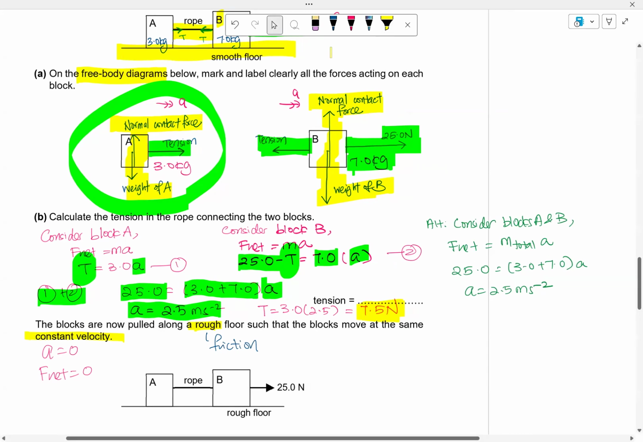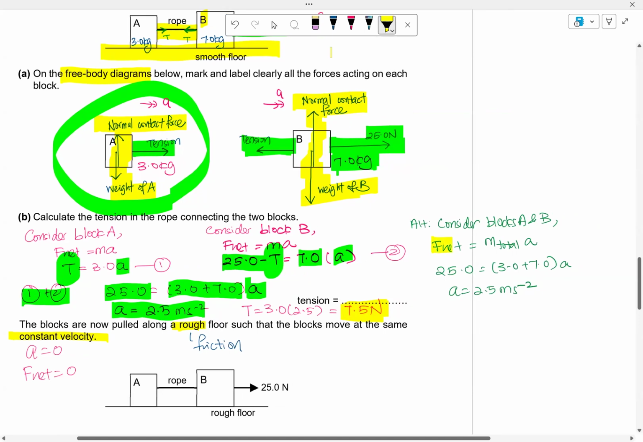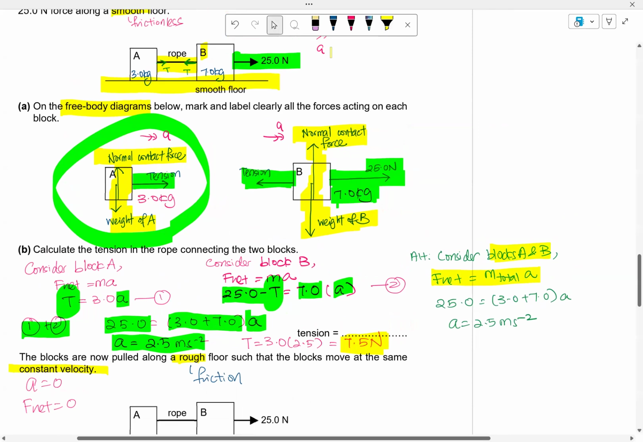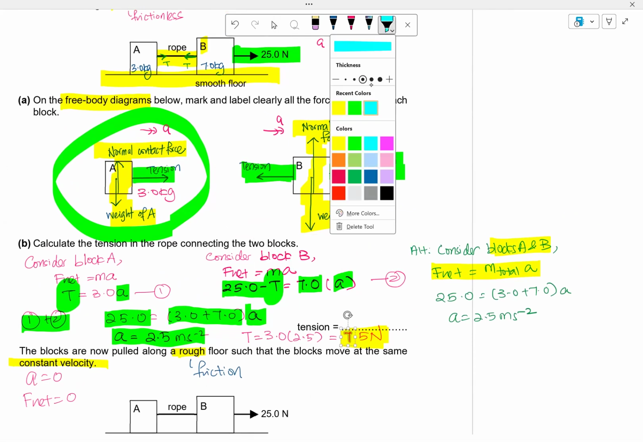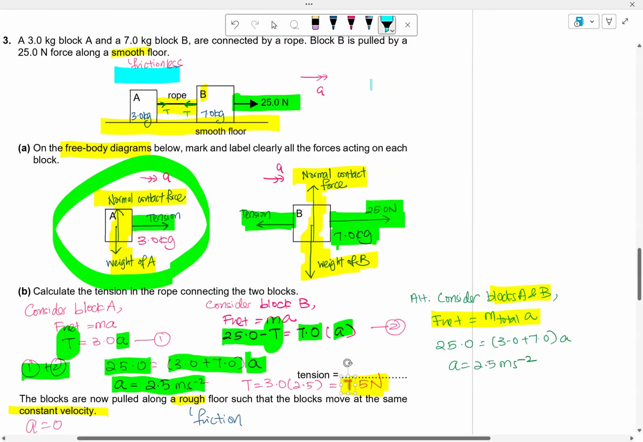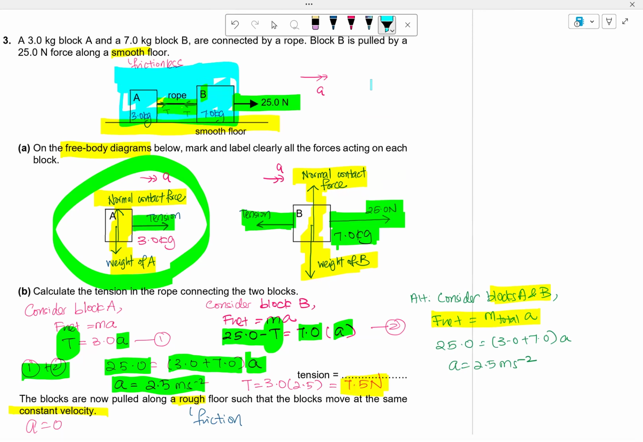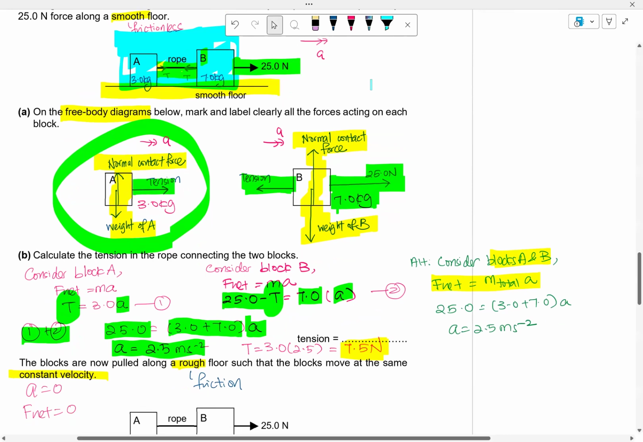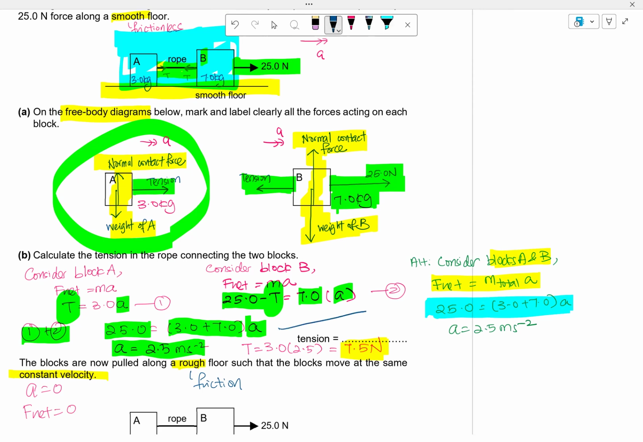Alternatively, I have shown this in class before, we can also consider blocks A and B as a single body. So this 25 newton force is acting on this single body of 3 plus 7 kg. This is actually the same as equation 1 plus equation 2.